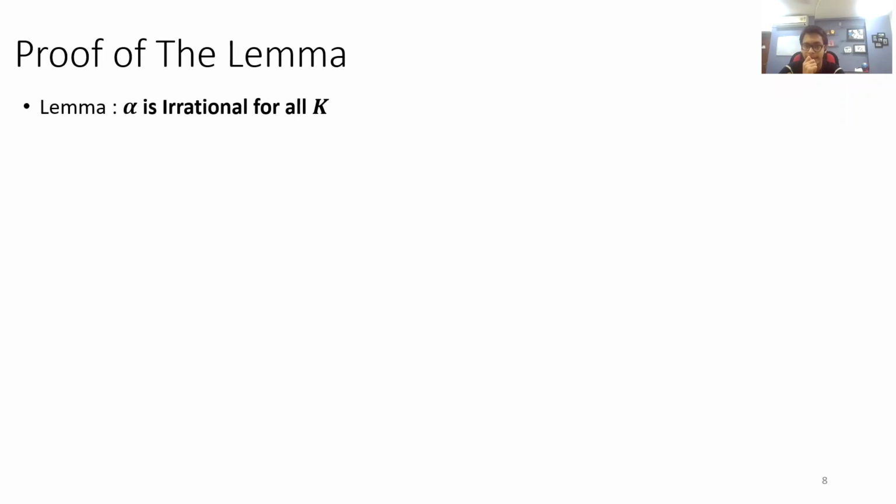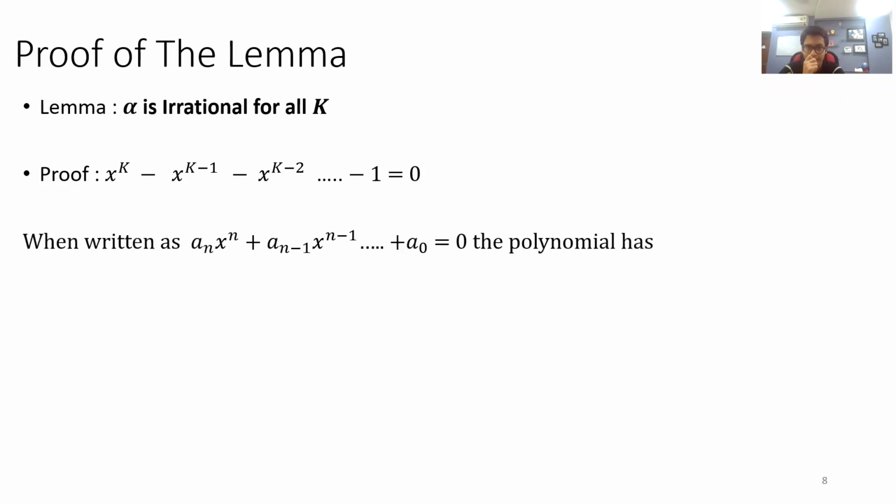Lemma: alpha is irrational for all k. Proof: since alpha is a zero of the polynomial, we want to set x to the k minus x to the k minus 1 minus x to the k minus 2 and so on to equal 0. When written in the standard form as a_n x to the n plus a_(n minus 1) x to the n minus 1 plus and so on plus a naught equals 0, the polynomial has a_n equal to negative 1, that's the leading coefficient, and a naught, which is the constant term, equal to 1.